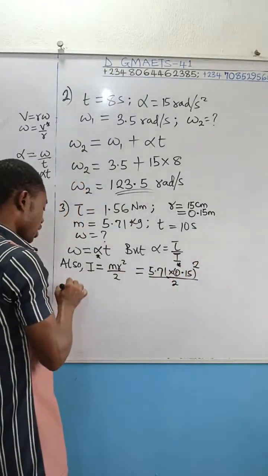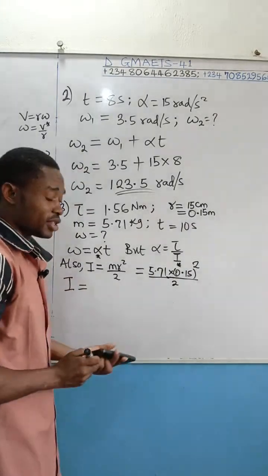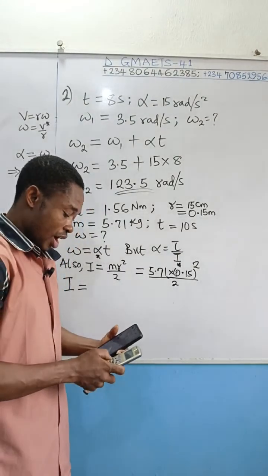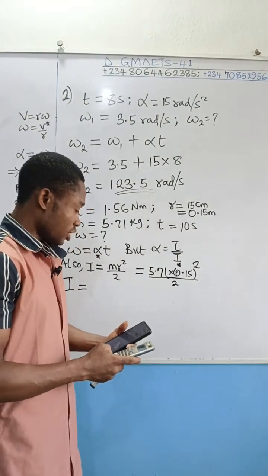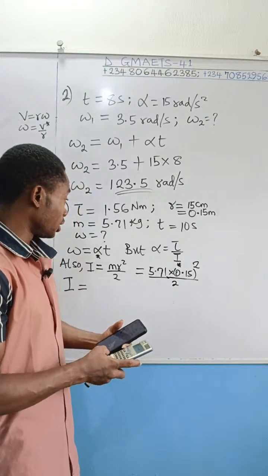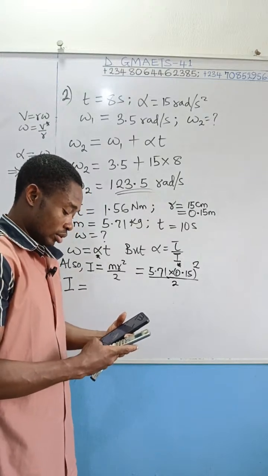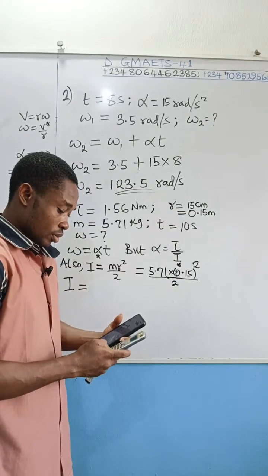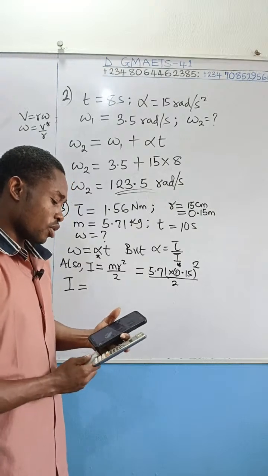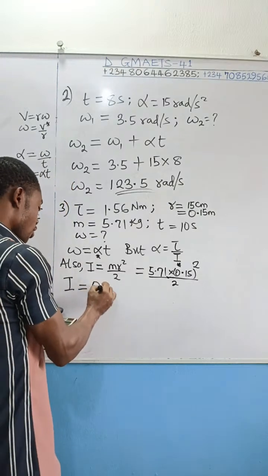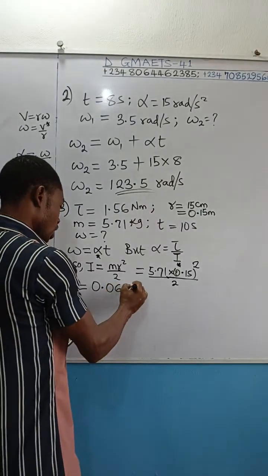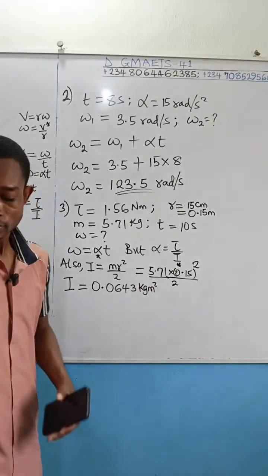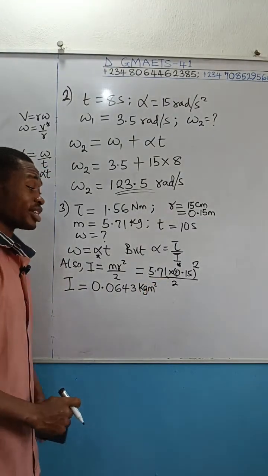So my moment of inertia I for the solid disk, let's evaluate it with a calculator: 0.15, I square it first, then multiply by 5.71, then divide this by 2. This gave us 0.0643. The unit of moment of inertia is kilogram square meter. You see, my problem is as good as solved.